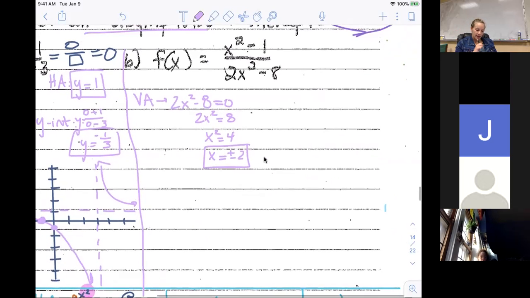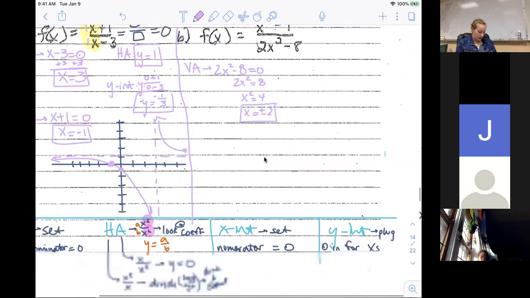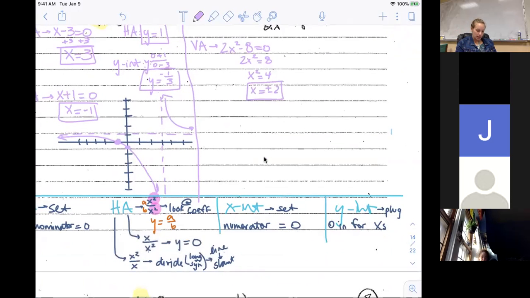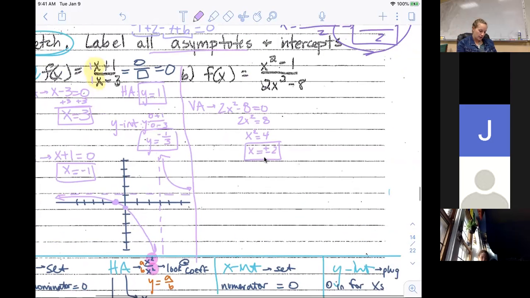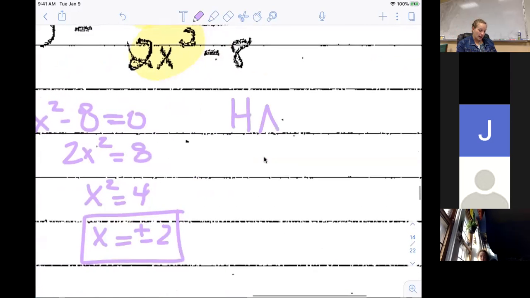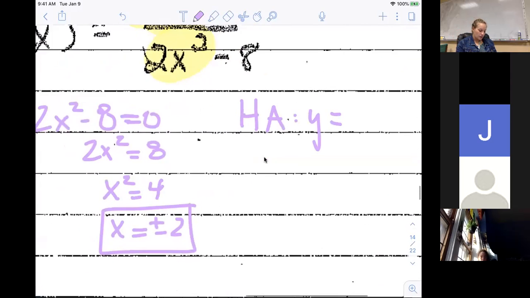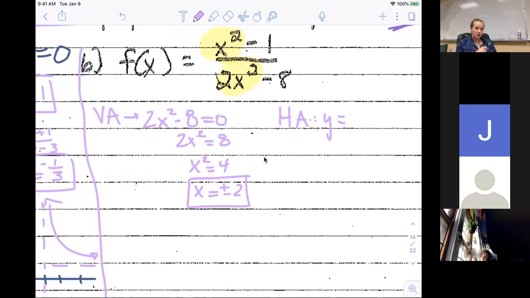All right, HA is just my exponent, so I need to see if they're the same, if one's smaller or if one is bigger. It looks like they're both x squared, so they're both the same. So I'm going to say my HA is the fraction of my coefficients. There's no number in front of x squared, so it's just 1. So it's going to be 1/2. Okay, kind of small, but that's whatever. It's okay to be that small.